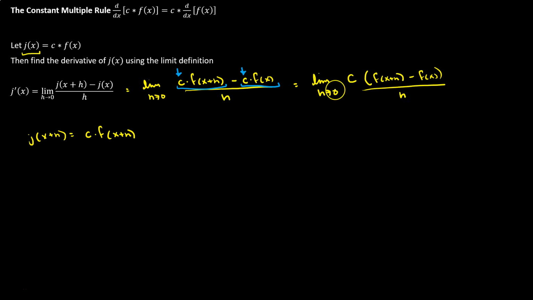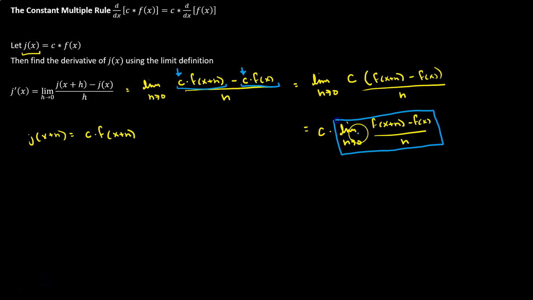And we know that with limits, a constant multiplied to something can be factored out. So we're going to take that c even outside of the limit notation. And then we see, if we look very carefully, inside of this blue box, we have the definition for f prime. And so what we essentially just said was that j prime can be found by calculating the derivative f prime and then multiplying it by c. So that's our constant multiple rule.